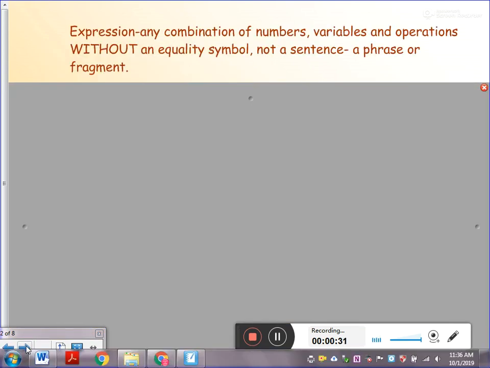So it's super important that when we start a new unit, you know the vocabulary and the words for it. Our first slide takes us through some basic definitions of an expression, an equation, and an inequality. We start out with expression, which is any combo of numbers or variables, which are those letters, and operations, so add, subtract, multiply, divide. But there's no equality symbol at all. So there's no equal sign. There's not even an inequality sign. It's kind of like if we were in English class, we wouldn't be writing a sentence. We would be writing a phrase or a fragment.